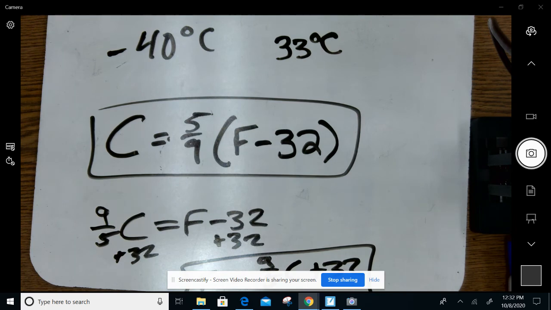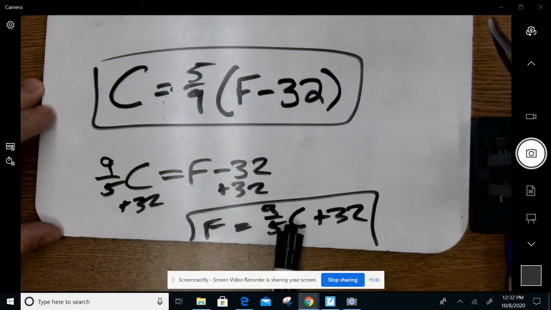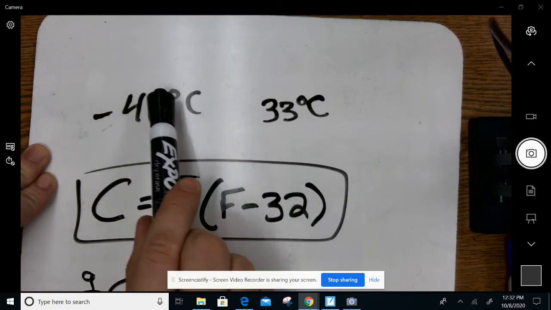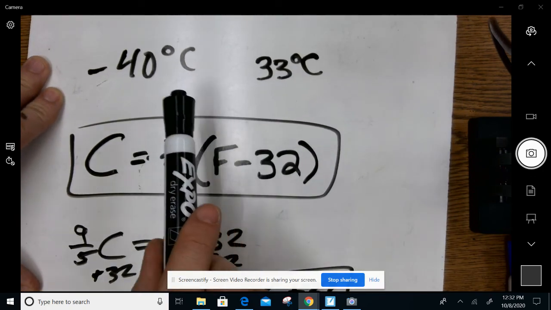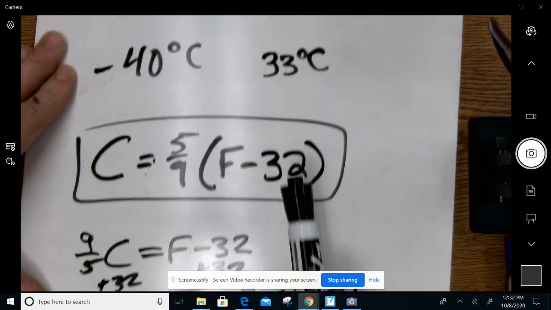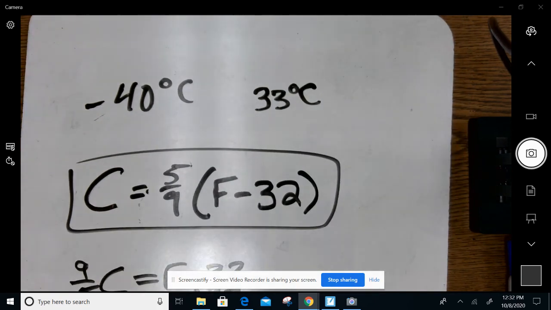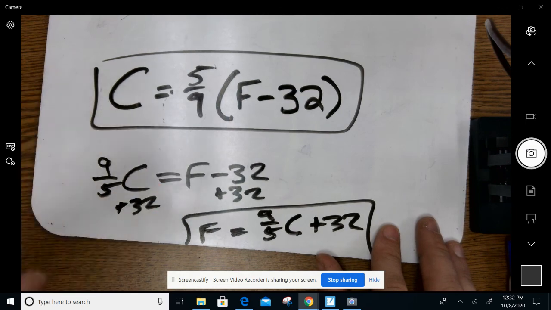All right, and it gives you this formula, right, on the paper. So you're going to have to convert it to this formula. You don't have to, but it's going to be so much easier because then you can just take your temperatures and plug them right in for C. So 9 over 5 times 40 plus 32, and you get your temperature. Same thing with 33. So it's all about just being able to change your formula to suit your problem.